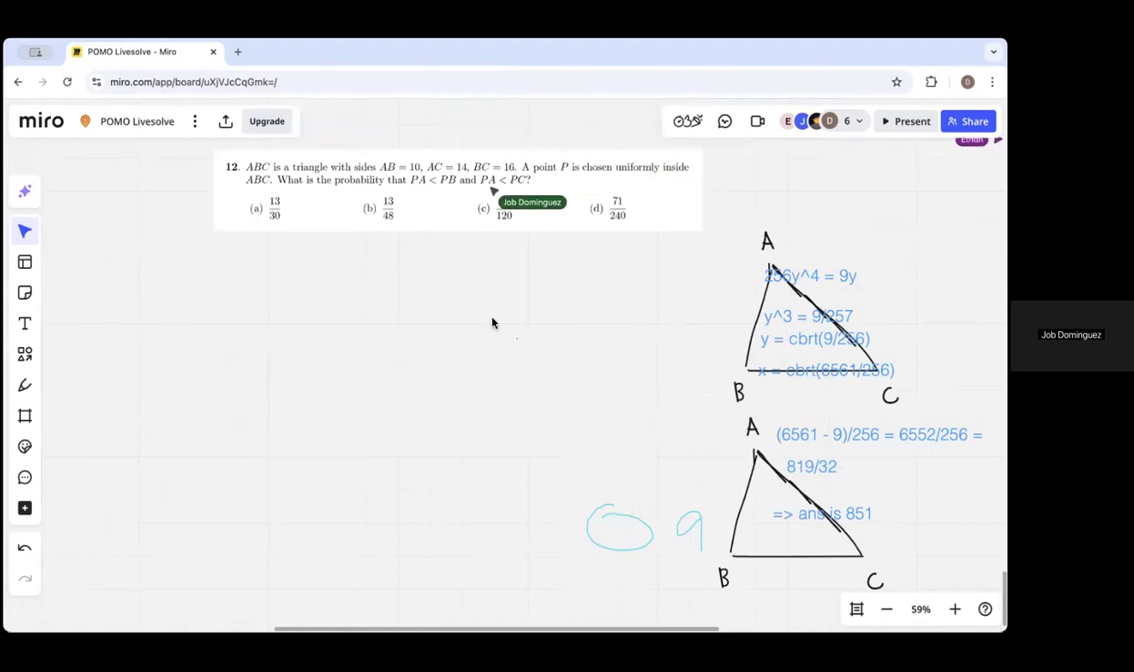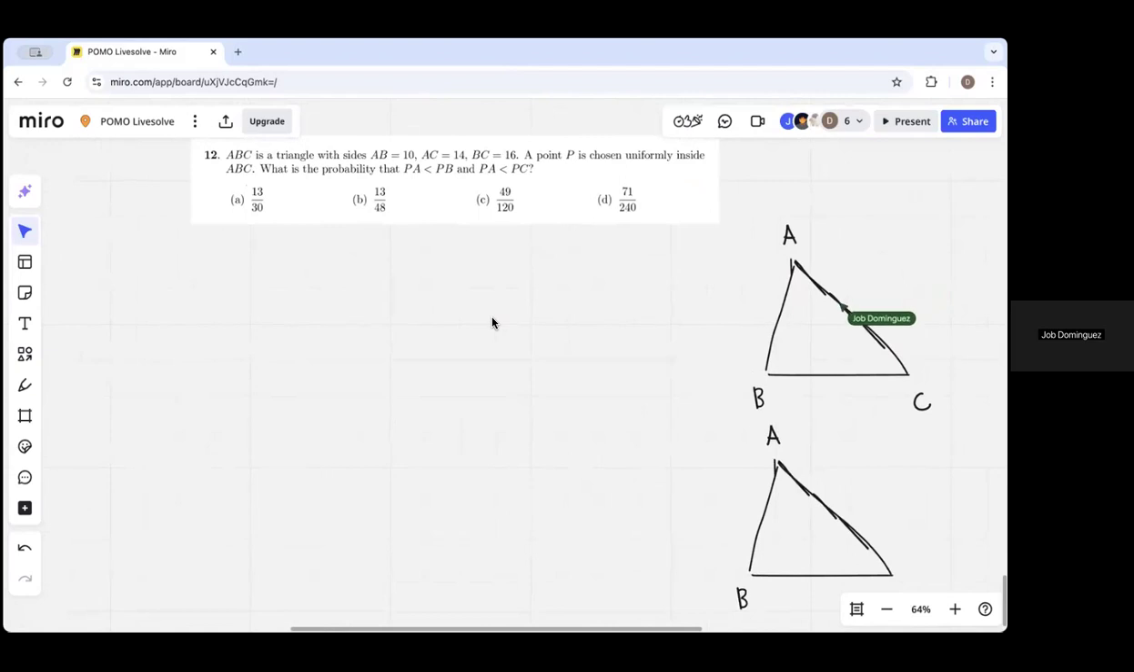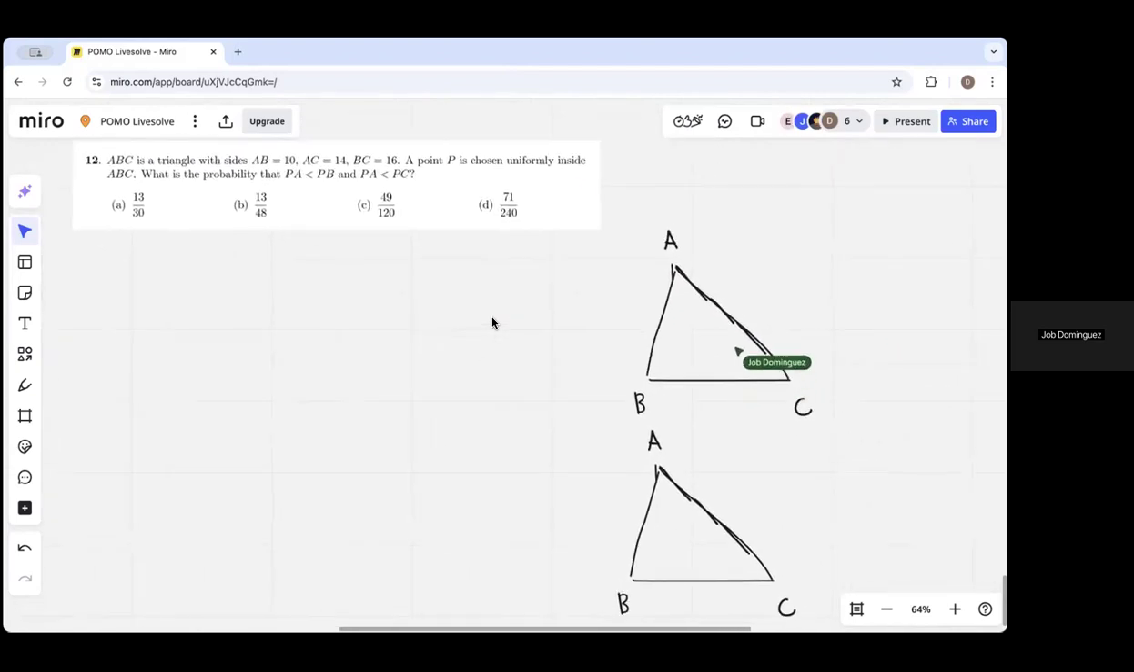Let's read that question again for number 12. ABC is a triangle with side AB equals 10, AC equals 14, and BC equals 16. Point P is chosen uniformly inside triangle ABC. What is the probability that PA is less than PB and PA is less than PC?